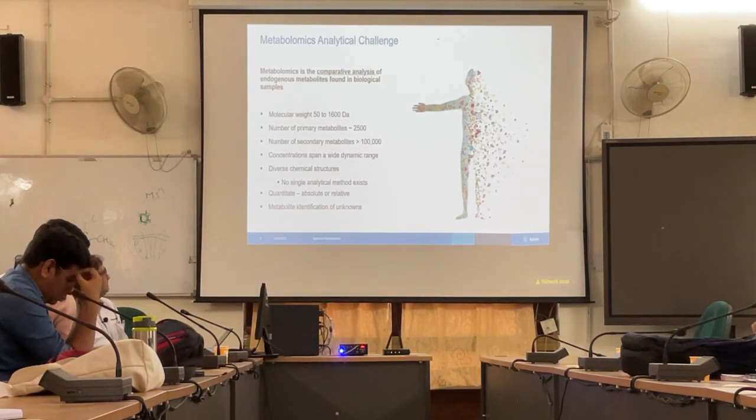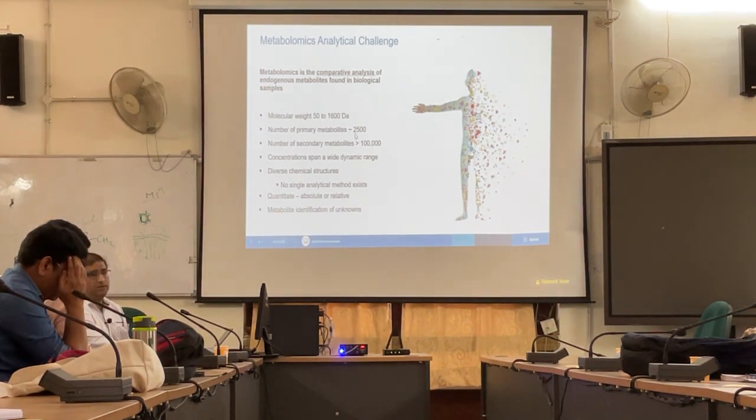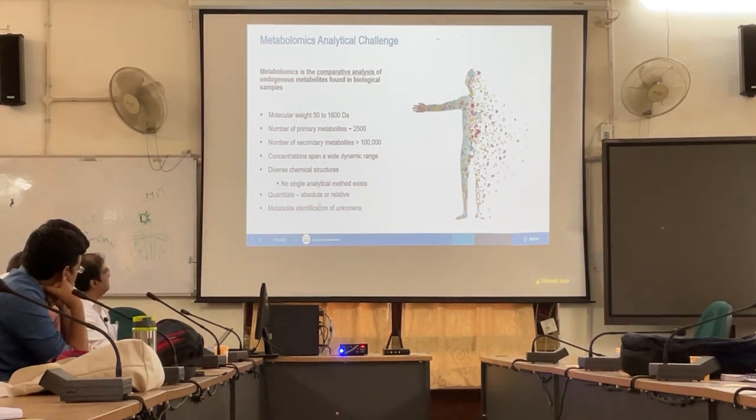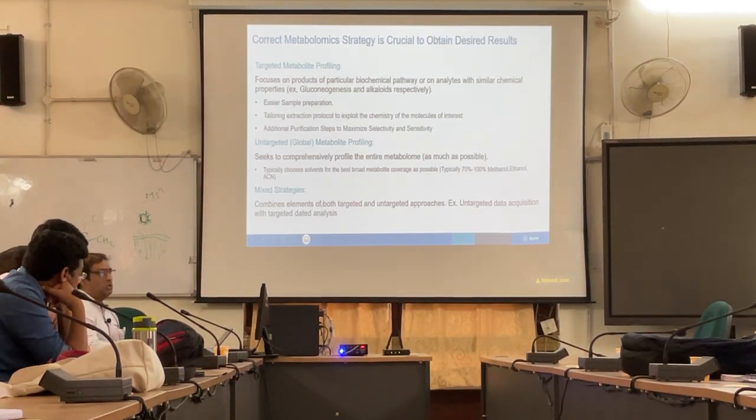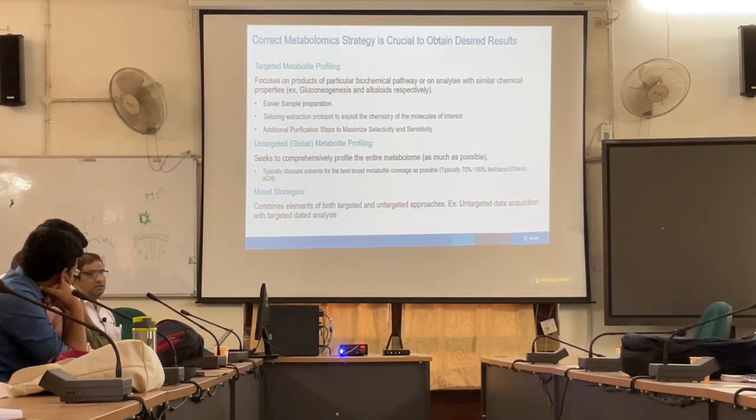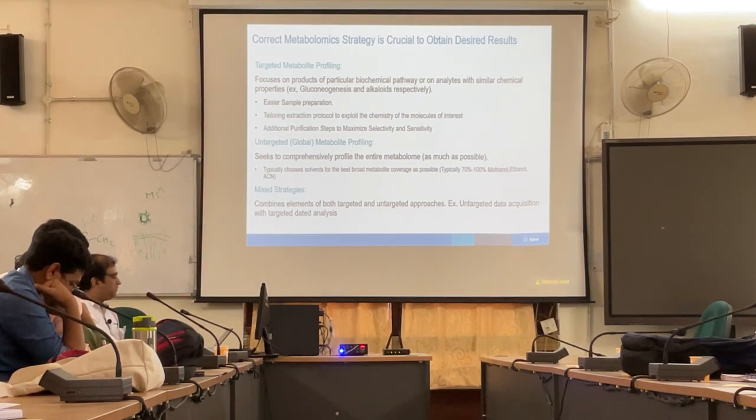So the challenge with metabolomics is the number of metabolites. There are 2,500 primary metabolites, but the number of secondary metabolites can be up to 1 lakh. And that is the challenge. There are diverse chemical structures, so it is very difficult to establish one single method. One single LC method cannot be used, one single mass spec cannot be used. A variety of techniques have to be applied.